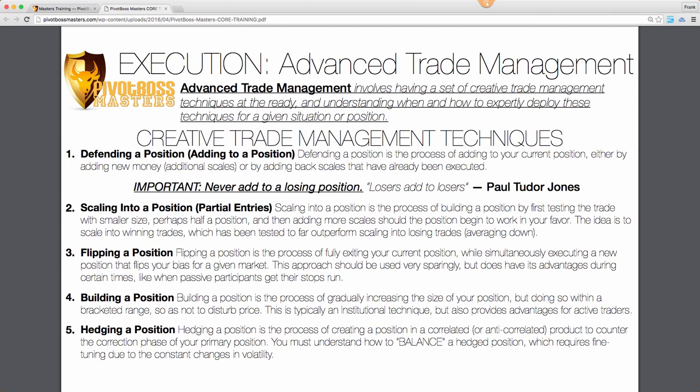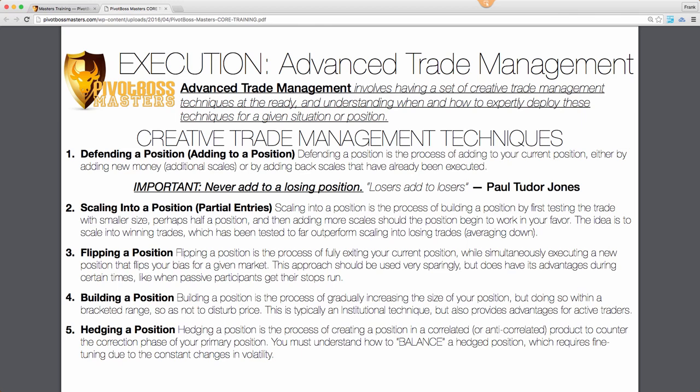The first one is defending a position or adding to a position. The second one is scaling into a position, which are partial entries. The third one is flipping a position. The fourth one is building a position, and the fifth one is hedging a position. Each of these is going to be a nice brief introduction, but each of these in and of themselves can be their own courses for the most part.